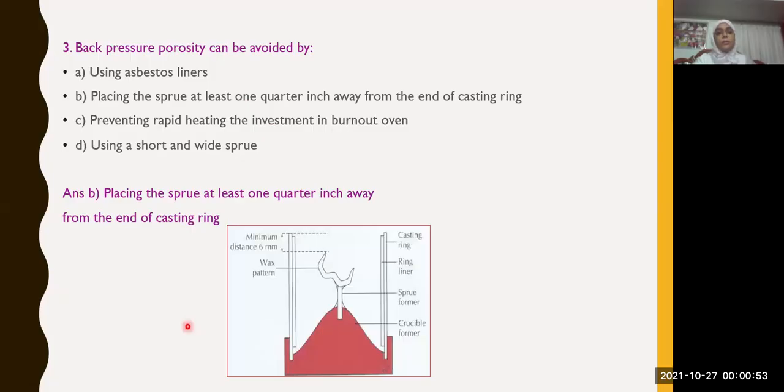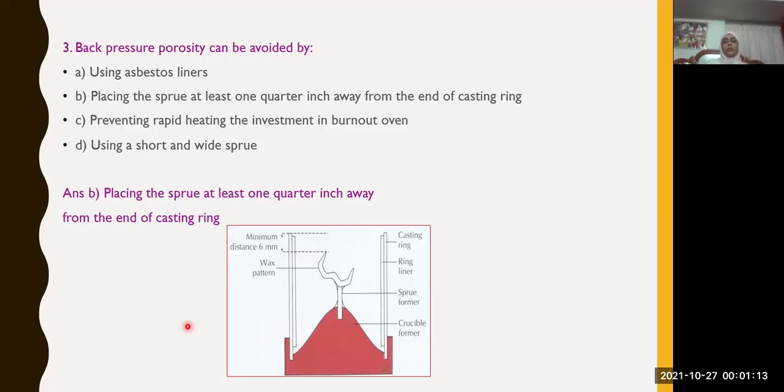The third one, back pressure porosity. This back pressure porosity can be avoided by placing the screw at least 1/4 inch away from the end of the ring so that you have the space for the air to escape. Okay, so the answer is option B.